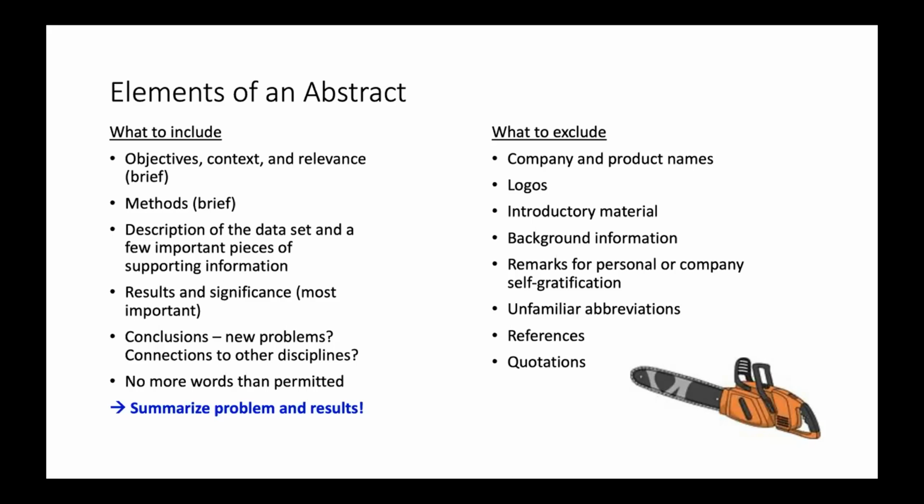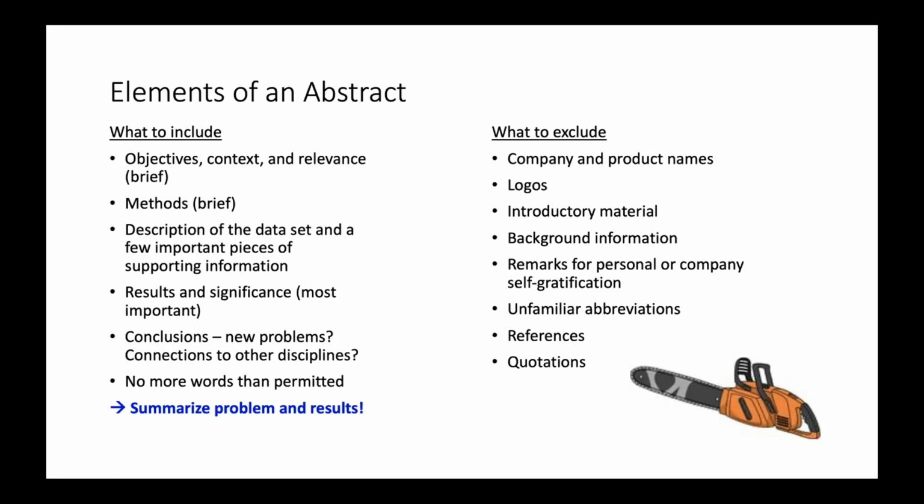Another important part of an abstract is your results and the perceived significance. Sometimes you have conclusions that point to additional problems or work in other disciplines. So all of those things are good to include in an abstract. Of course, it's important to make sure that you have no more words or characters than you're allowed as you summarize the problem and the results.